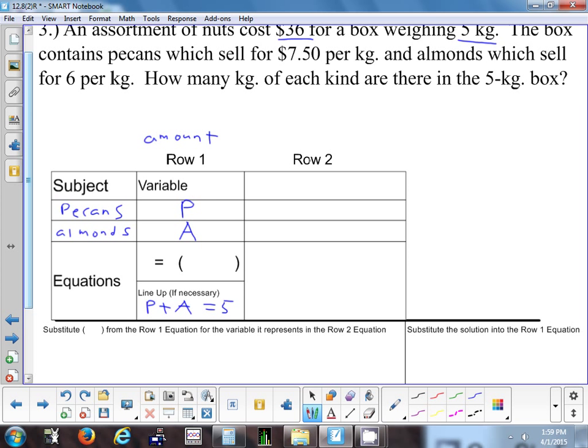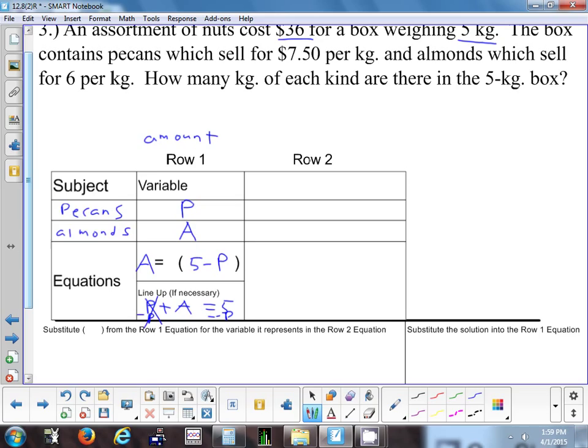Savon? Subtract P, because I like having A on the left side. So what is A equal to? A equals 5 minus P. Our row 1 equation is done.